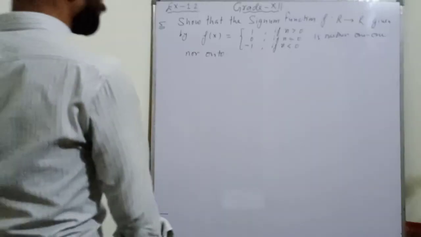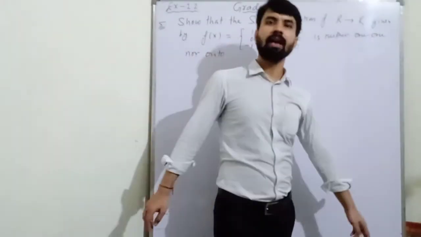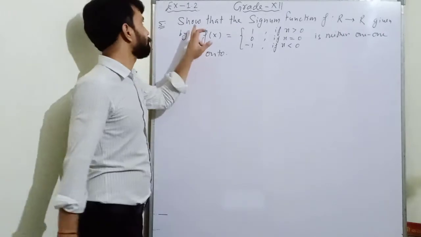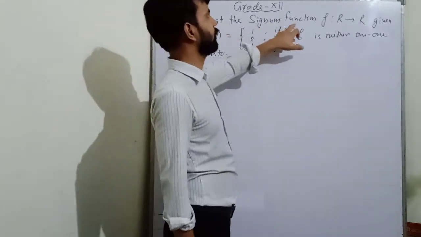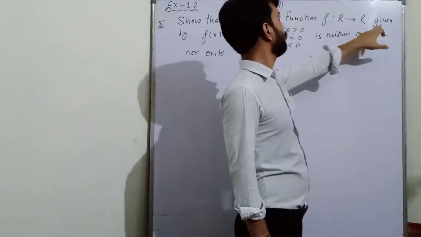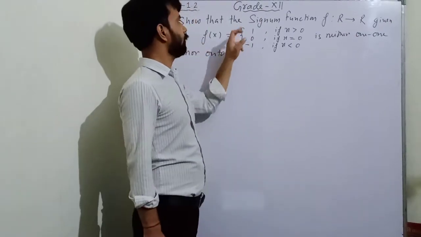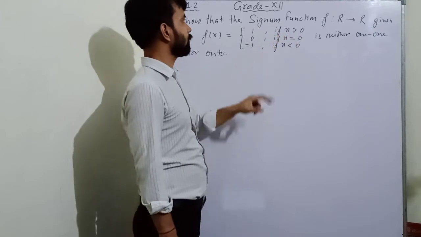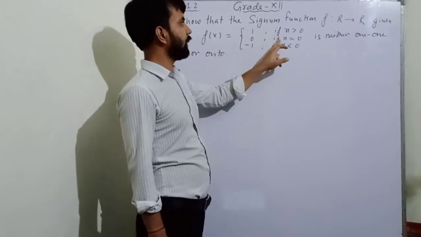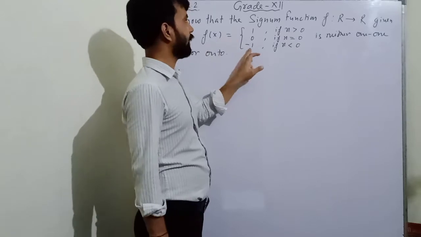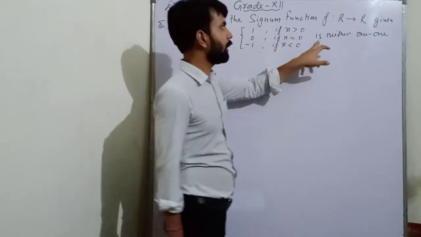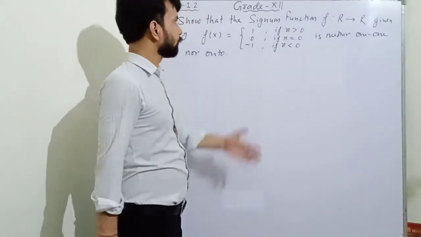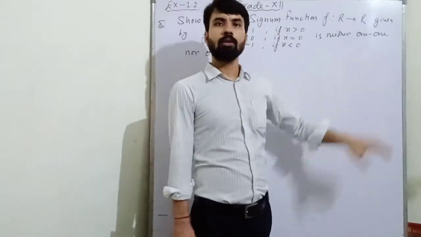Okay students, let's start the next question. Question number 5 of this exercise. This question is: show that the signum function f from R to R given by f(x) equals 1 if x is greater than 0, f(x) equals 0 if x equals 0, or f(x) equals minus 1 if x is smaller than 0, is neither one-one nor onto. Again we will have to prove that the given function is neither one-one nor onto.